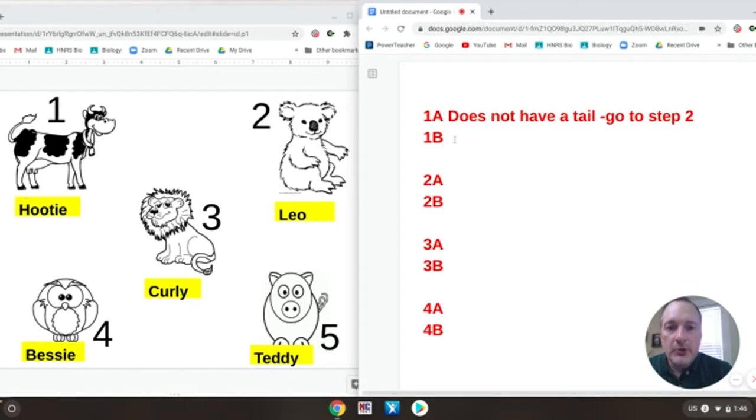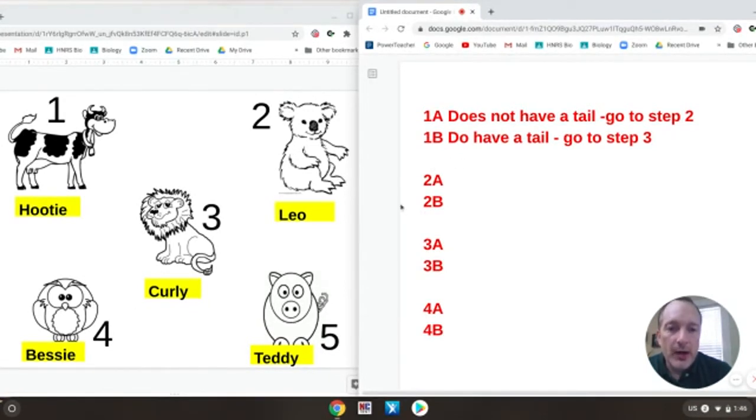And the ones that do have a tail, I'm going to write do have a tail. I'm going to tell them go to step 3. Okay. So that tells the reader in step 1 that if the animal looks like this, you're going to go to step 2. But if it looks like that, you're going to go to step 3. And that's dividing those animals up into 2 small groups. So now I'm going to skip down to step 2. And I'm going to take care of the ones that did not have a tail because that's who I sent down to step 2. That's this little koala bear here and the owl, right?